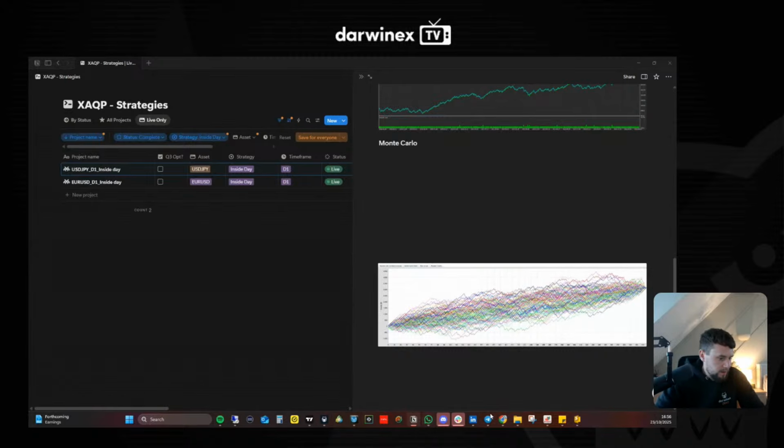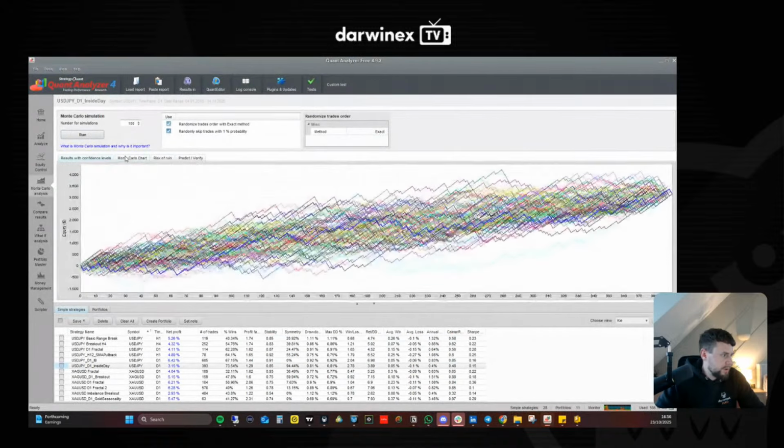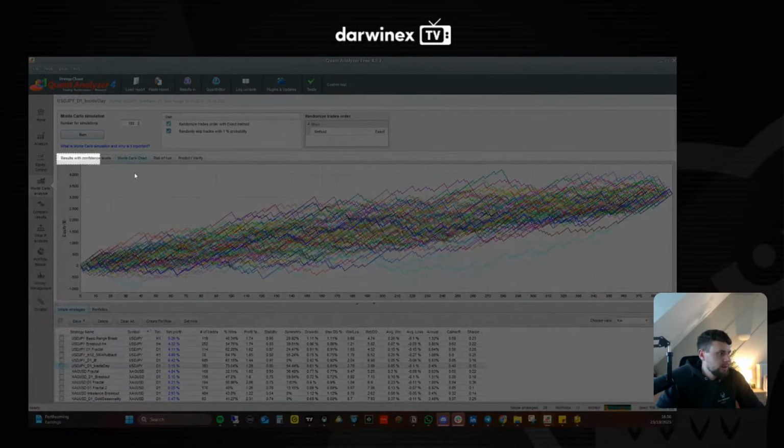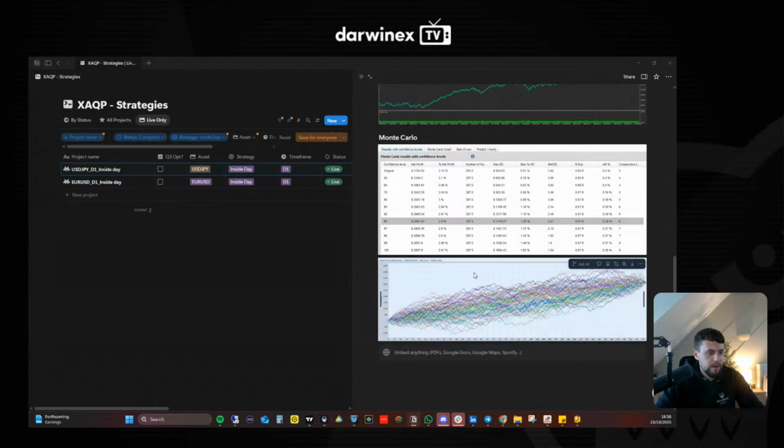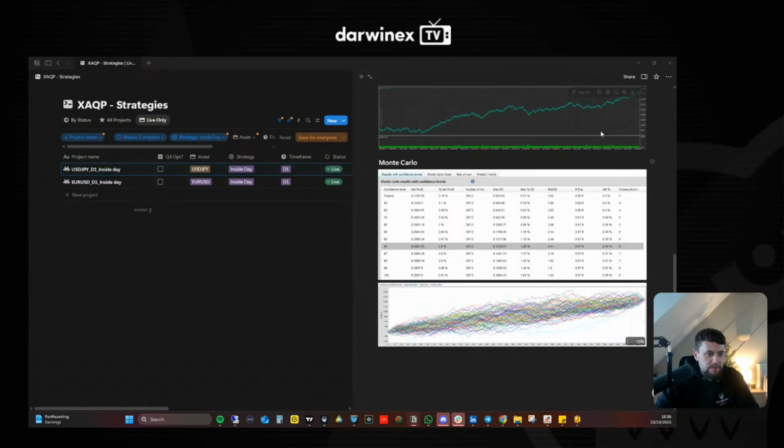And then we'll grab the Monte Carlo chart also. Essentially what a Monte Carlo test does is it randomizes the outcomes to give you 100 different outcomes that could have happened. The idea here is to find as low a variance as possible. So you don't want a strategy that looks perfect on the test, and then when you run a Monte Carlo with random outcomes, it completely blows up. That's not what we want.